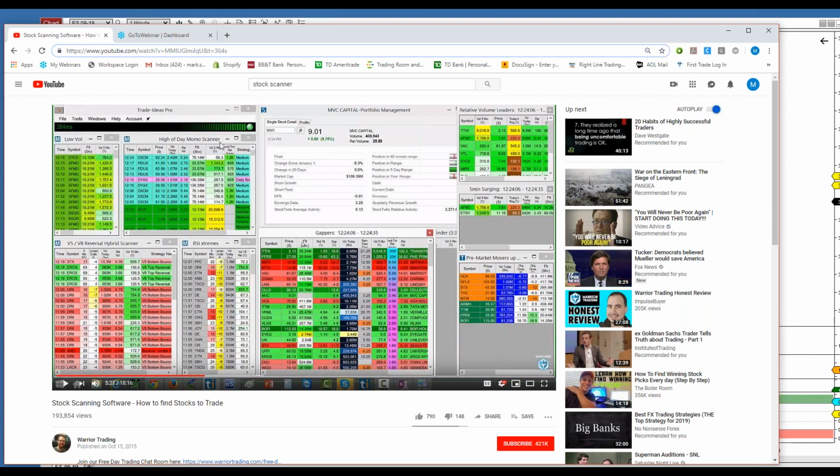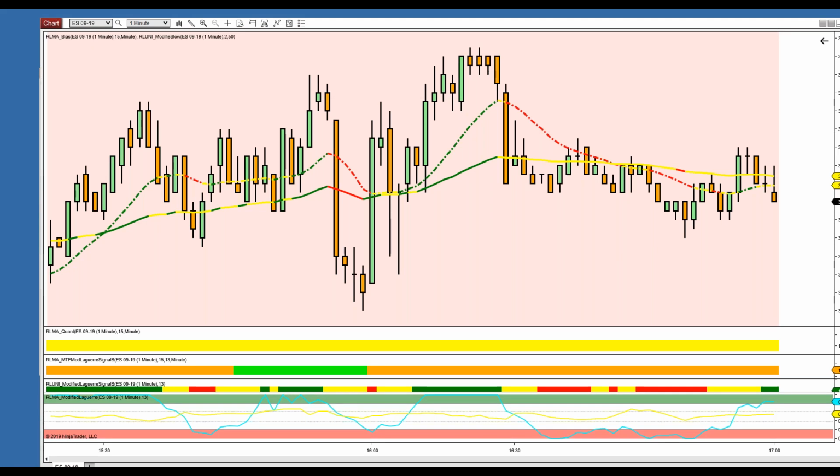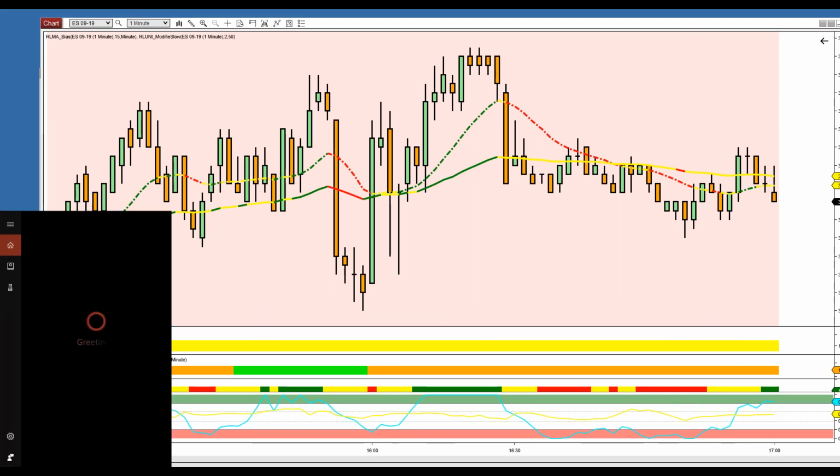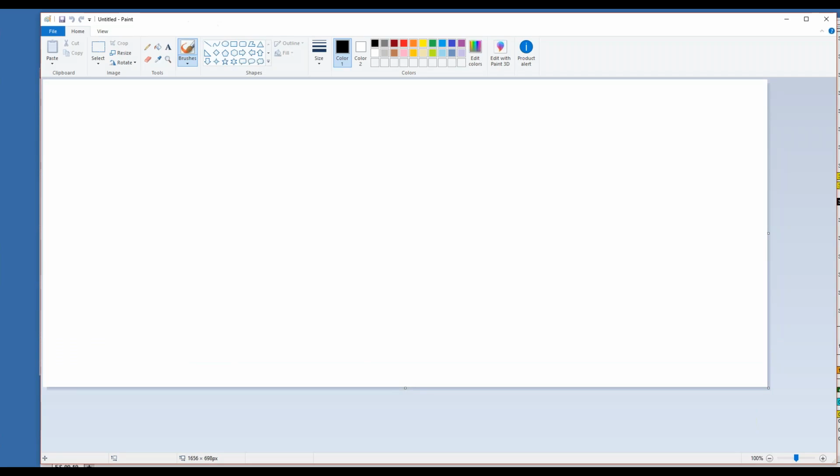Now, high of day, Momo scanner, and low volume. If you want to trade a breakout, one of those are the trades that have been creating bankruptcy for traders for the past 20 years. Now, there are just a few things I want to show you. Real quickly, I'm going to do it on Paint.